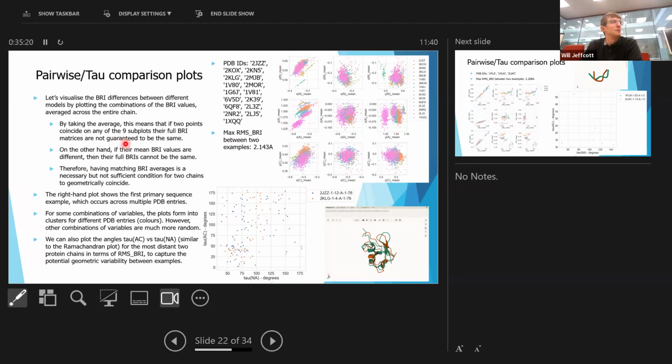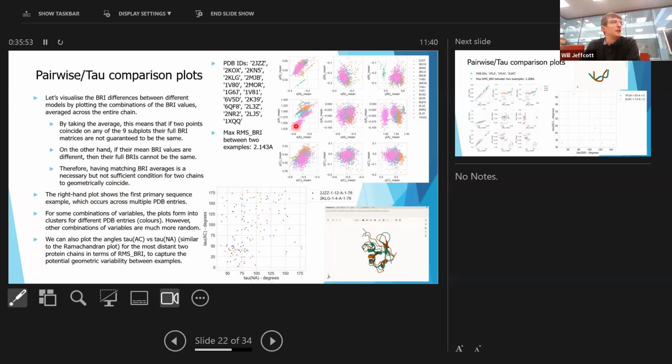By taking the average, if we've got two points that are the same on these plots, then their full BRI values might not be the same. But if their means are different on this plot, so they occupy different points, then they can't be the same. So having matching averages is a necessary condition of them being geometrically the same, but it's not sufficient.